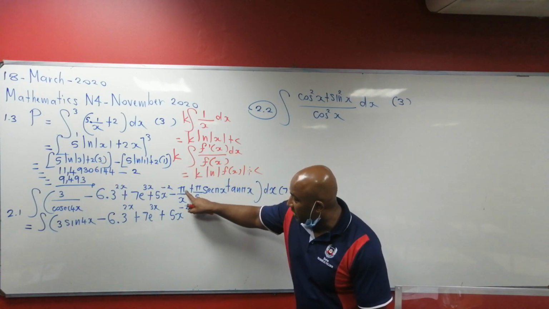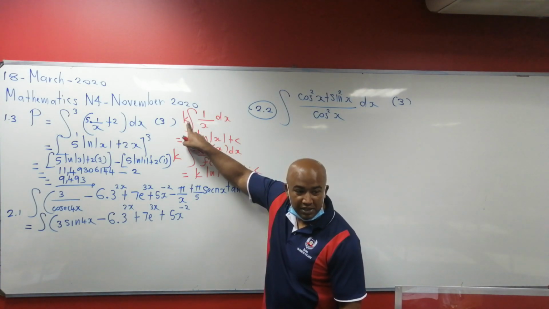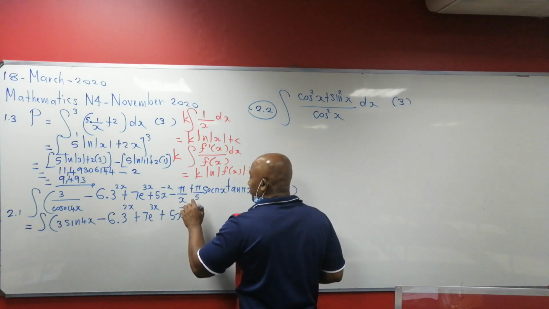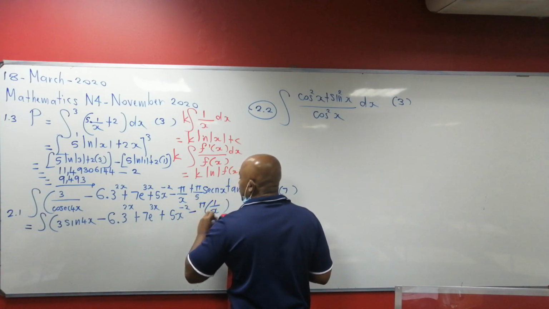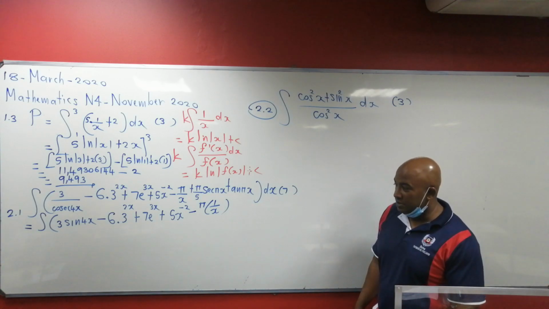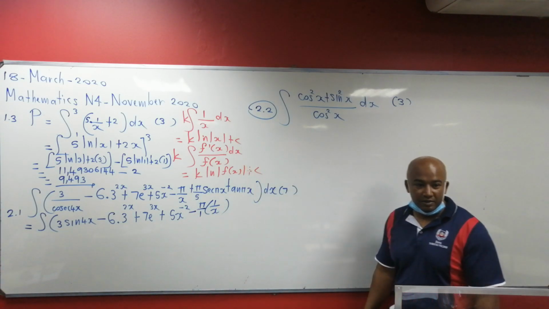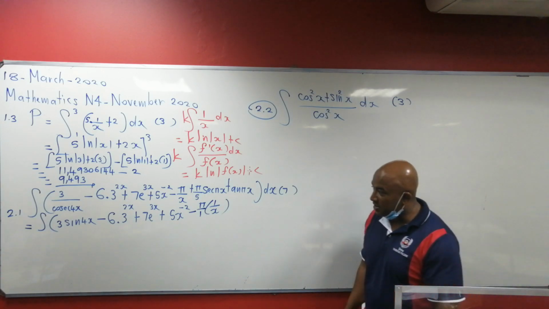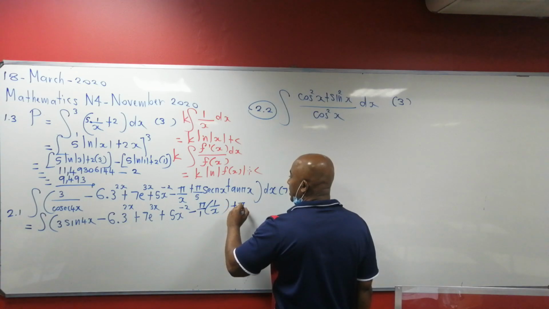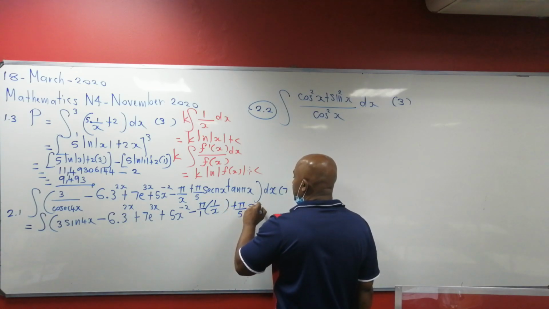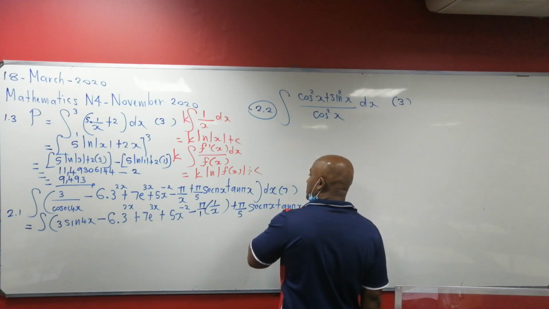And here we have pi over x. Pi is like k. It's a number. Pi represents a number. So this pi over x is the same as pi multiplied by 1 over x. I'm just rearranging it. Pi is the same as pi over 1. Pi over 1 times 1 over x is pi over x. Here, there's nothing to do. That's plus pi over 5 sec pi x tan pi x.